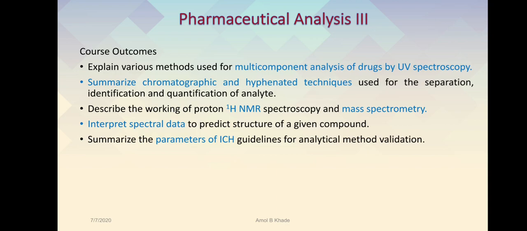So at the end of the course, if we have any spectral data with us, we will be able to identify what could be the structure of the compound. At the end we also have another outcome, that is the summarization of various parameters of ICH guidelines for analytical method validation, which is again an important part of pharmaceutical analysis. So we will be discussing some parameters as per the ICH guidelines. So these are the course outcomes, and we expect that at the end of the course you should be equipped with these techniques, and you can apply them.